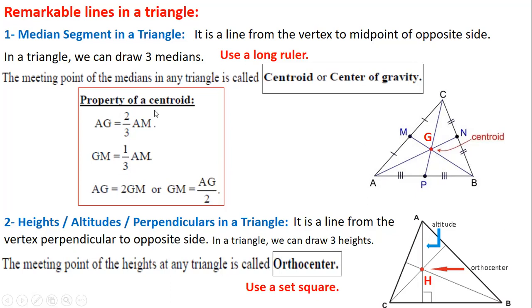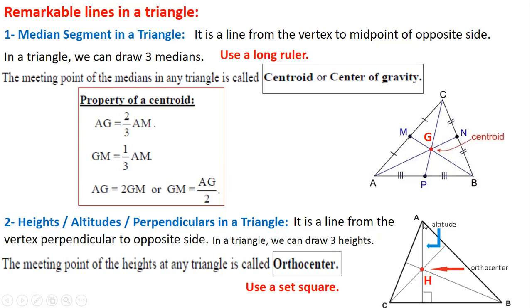Also, there are properties of the centroid. If I wanted to calculate AG or CG or BG, if I wanted to calculate AG, it is equal 2 over 3 AN, and GM equals 1 over 3 BM. Now, number 2, the height or altitude or perpendicular in a triangle.